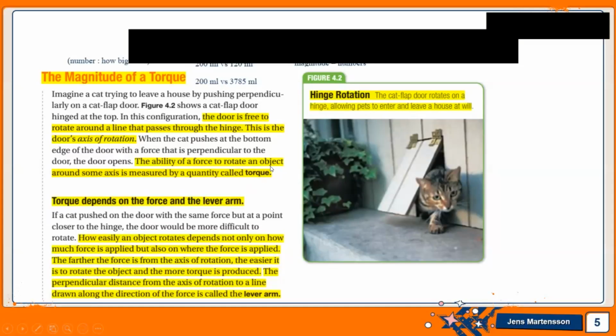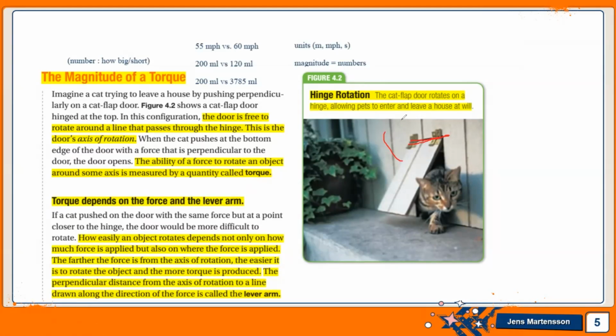Okay, so by definition, torque is going to be the ability that a force has to make an object rotate. Okay, that's the simplest definition that we can find. Now, this axis where the rotation occurs is going to be known as axis of rotation. Some other times I'm going to call it hinge. Some other times I'm going to call it pivot. But in the end, they are the same thing, okay?